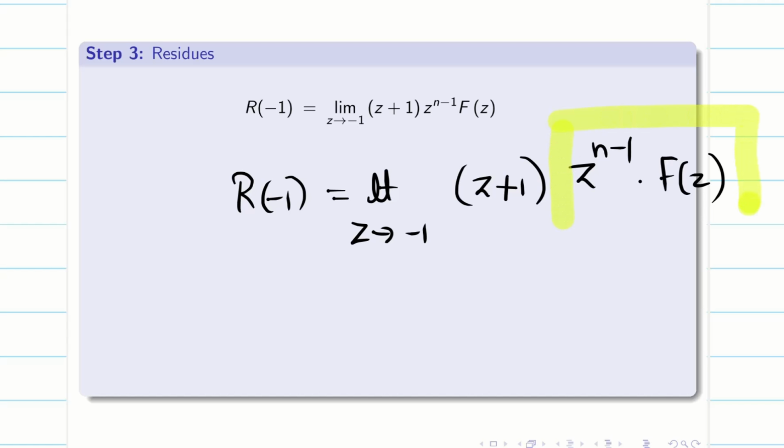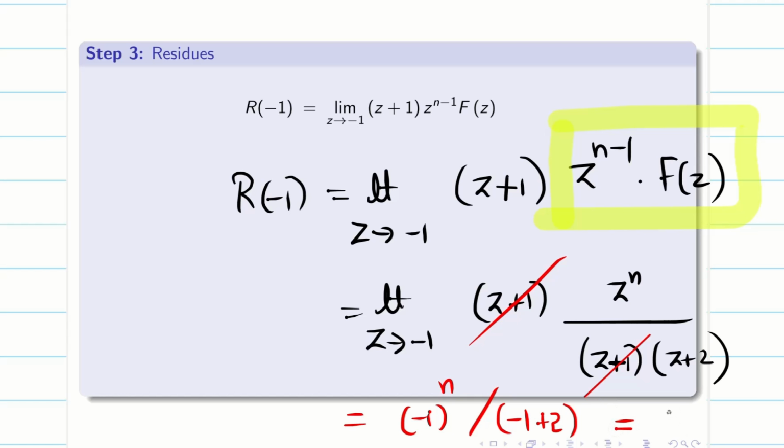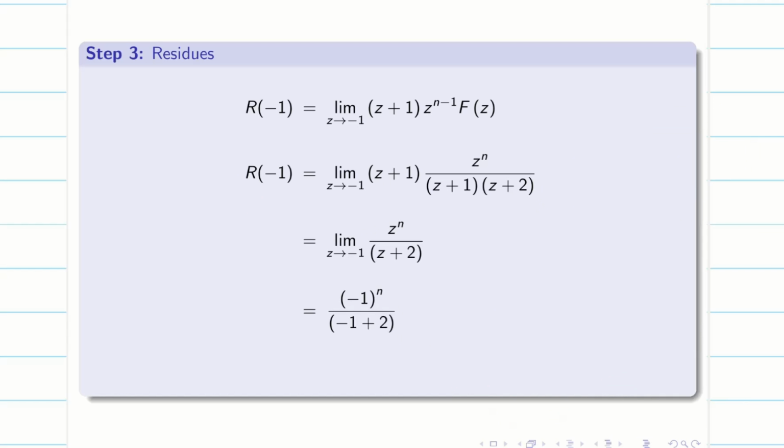This thing we have already found in step 1. Therefore, limit z tends to minus 1, (z plus 1) z power n divided by (z plus 1)(z plus 2). Now, z plus 1, z plus 1 get cancelled. When I apply the limit, we will be getting (minus 1) whole power n divided by minus 1 plus 2. Therefore, my answer is (minus 1) whole power n. You can see the typed version.